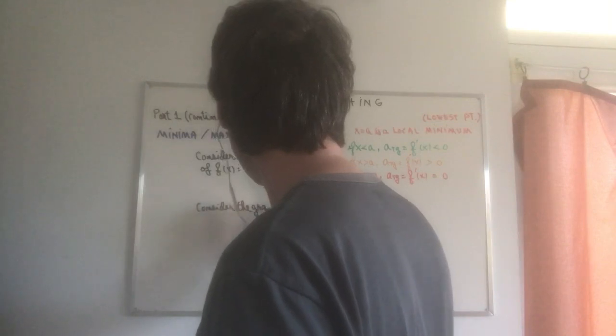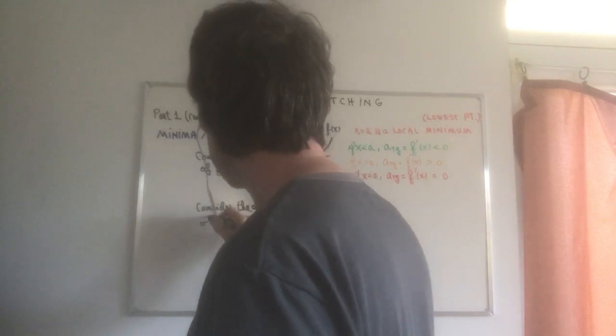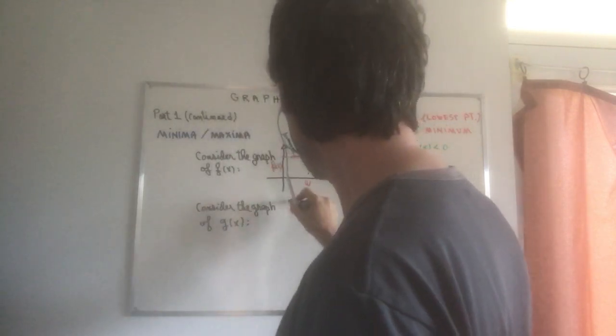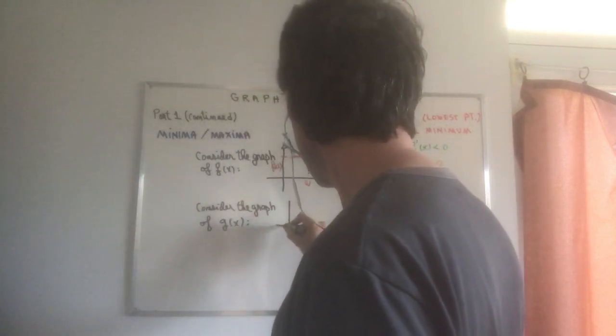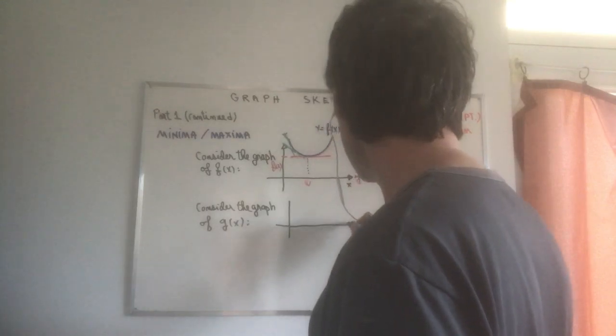Okay, now let us do a similar analysis. Consider a graph of, let's call it another name, g of x. Let's have a couple of axes, not very straight.